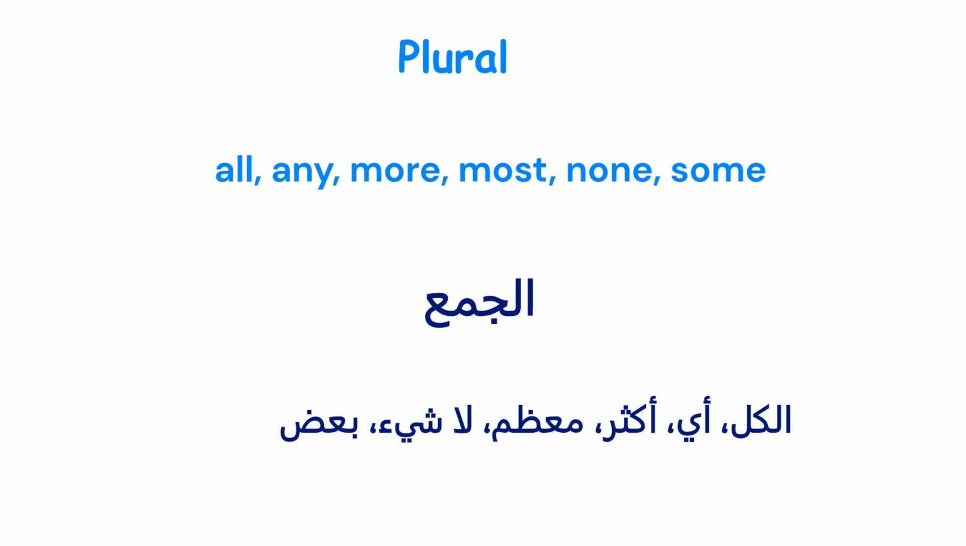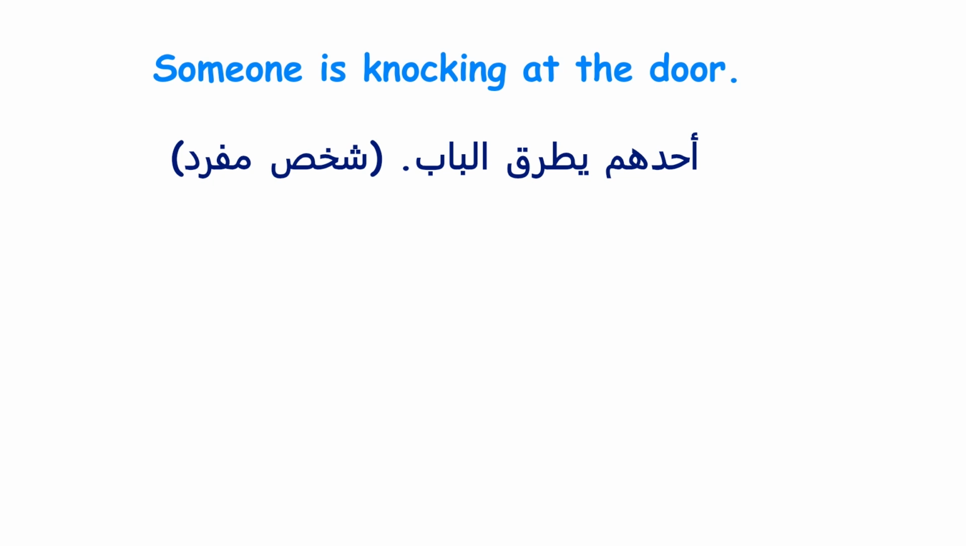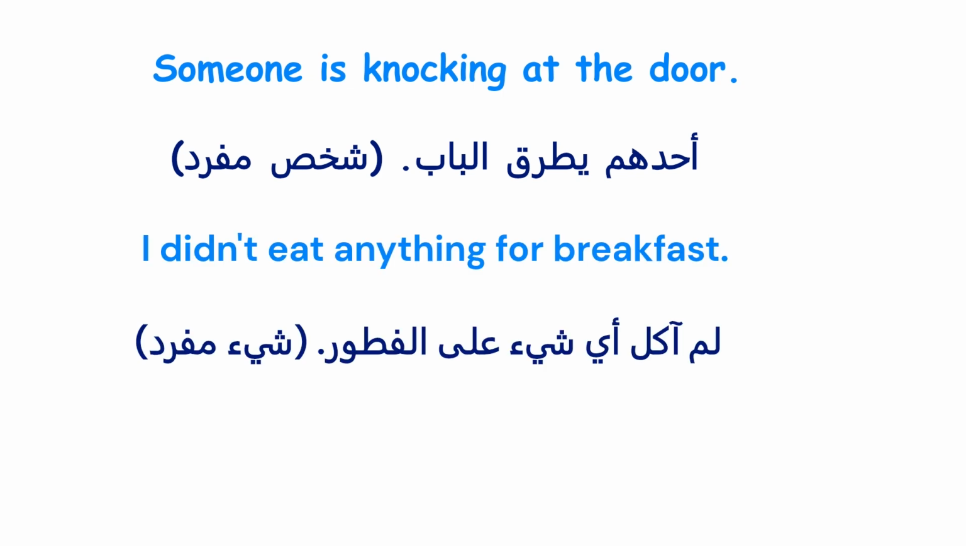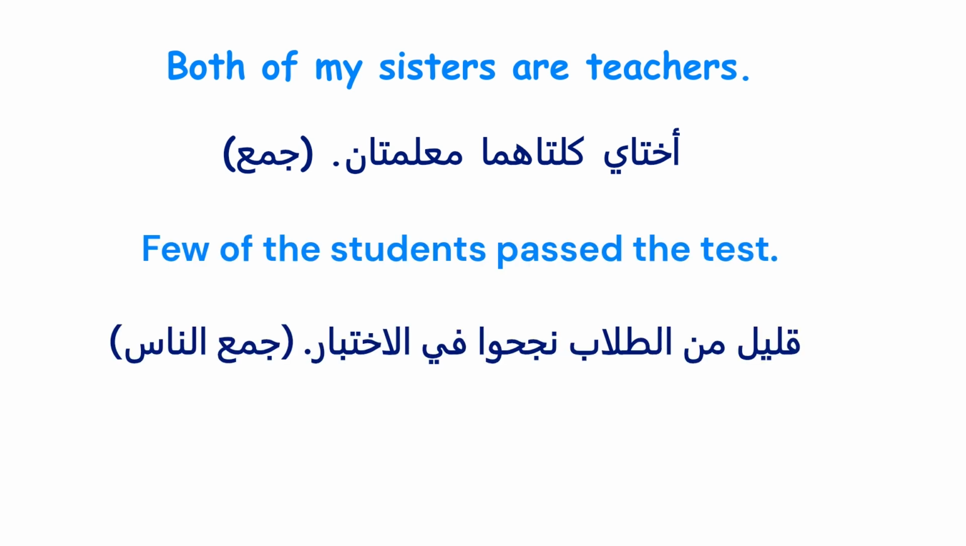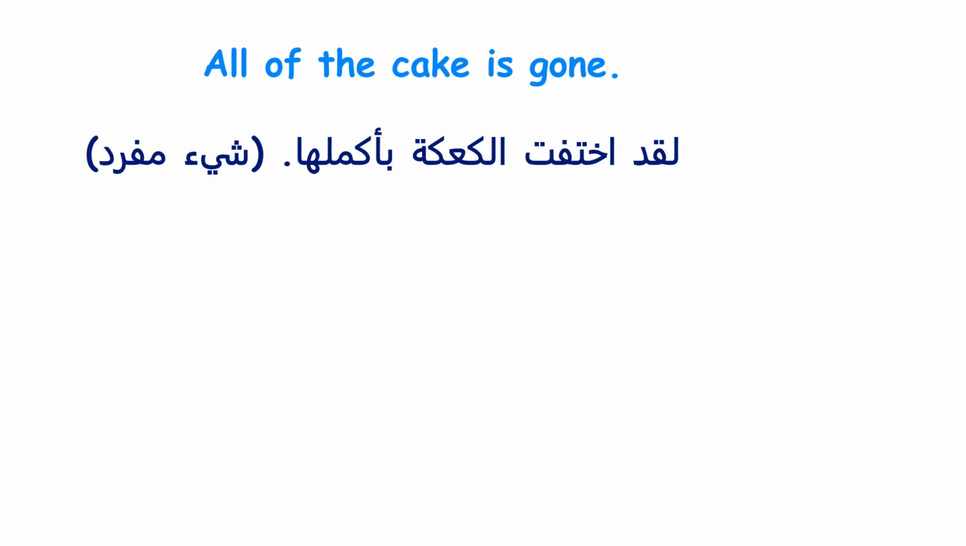Let's look at some examples in action. Someone is knocking at the door. Singular person. I didn't eat anything for breakfast. Singular thing. Both of my sisters are teachers. Plural people. Few of the students passed the test. Plural people.